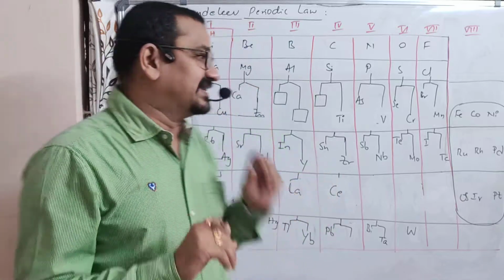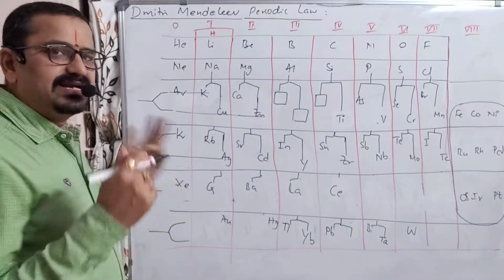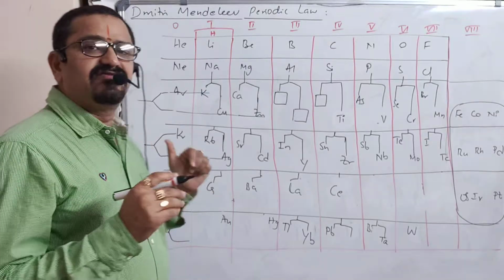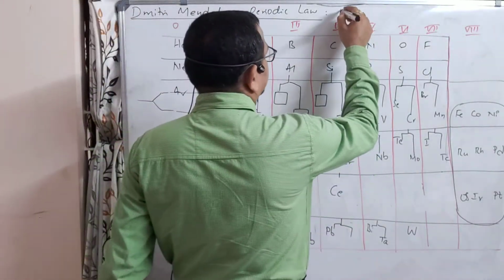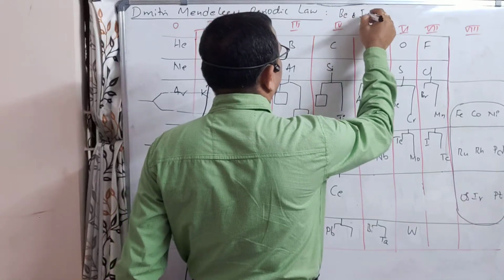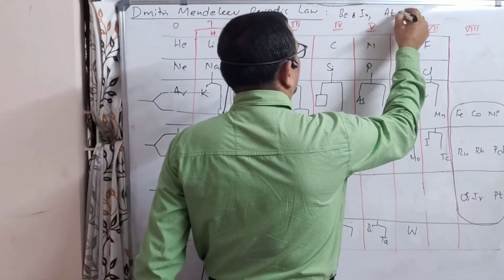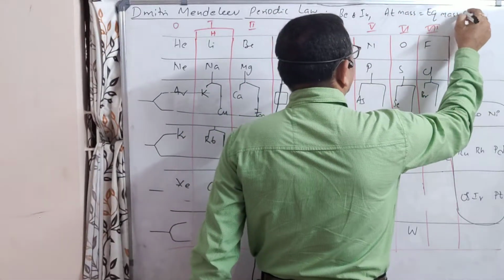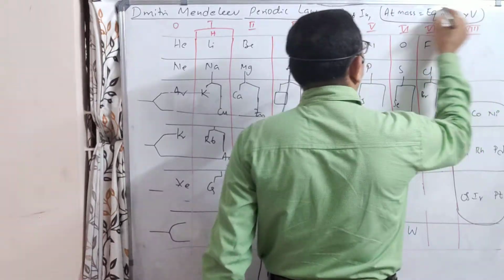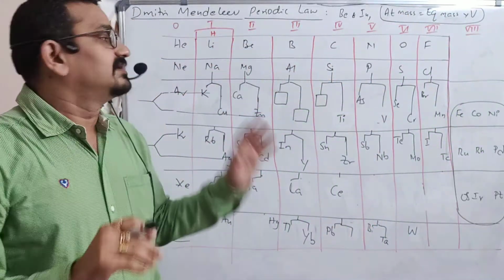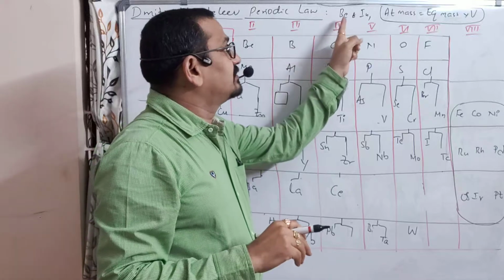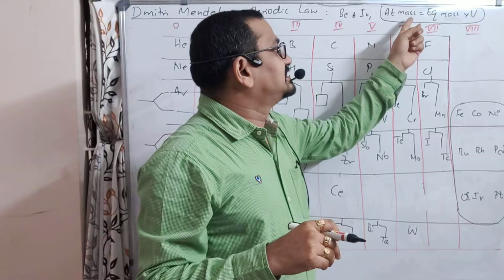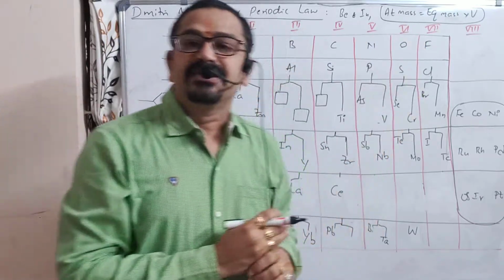When it comes to the merits of Mendeleev, he corrected the atomic mass of beryllium and indium, using the relation atomic mass equals equivalent mass into valency. Mendeleev corrected the atomic mass of two elements, beryllium and indium. Using which formula? Atomic mass equals equivalent mass into valency.